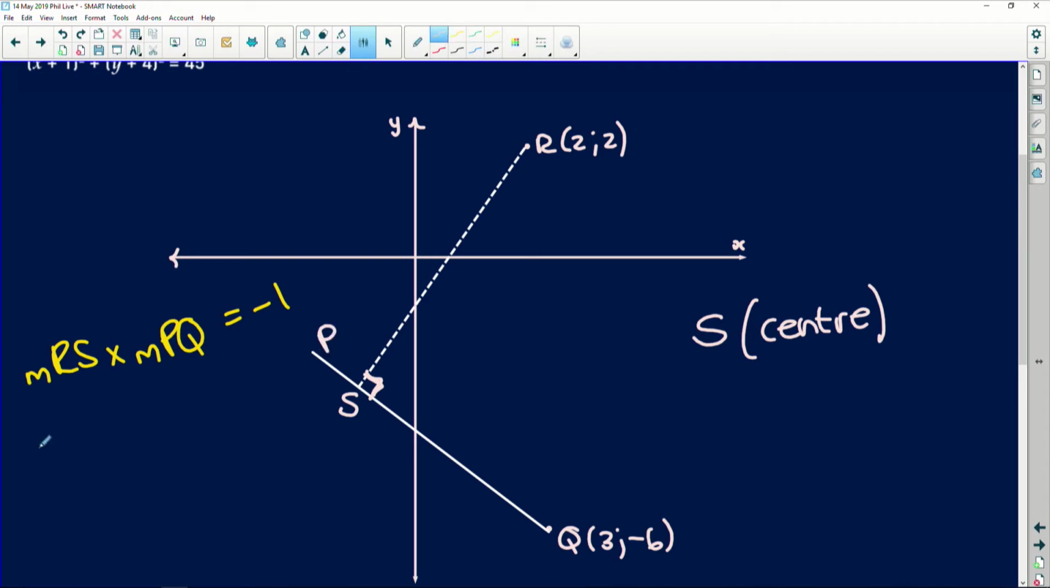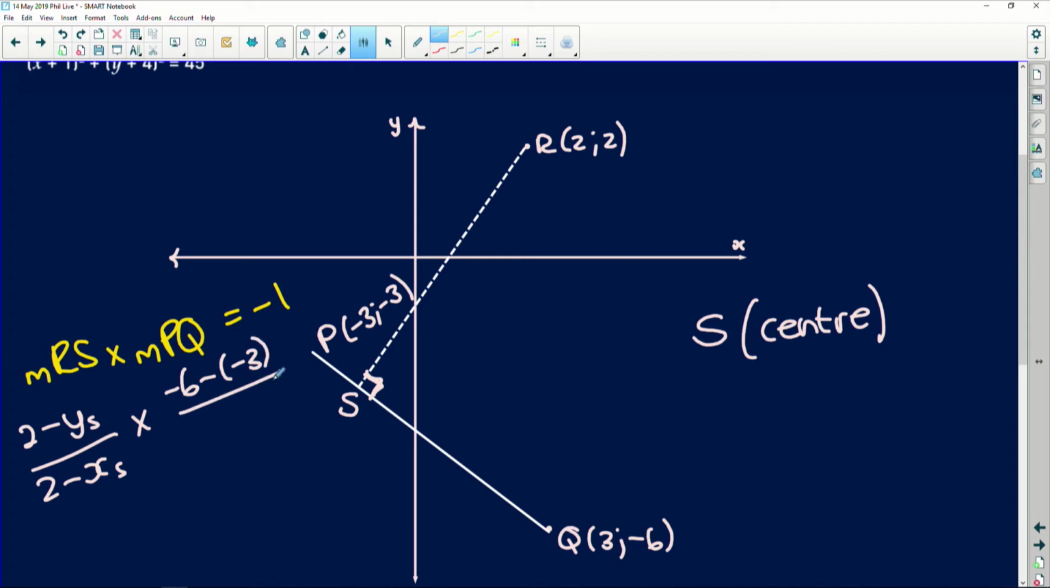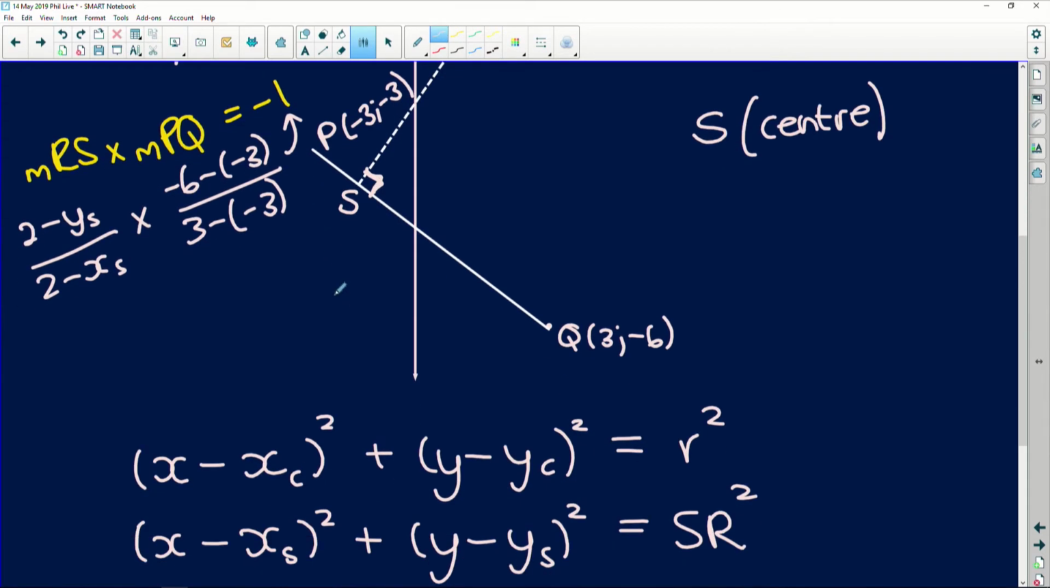Okay, so if we try and take those as a consideration, if we say M of RS, which is going to give us (2 minus y at S) over (2 minus x at S), multiplied by P, which was given to us at (-3, -3). So we get (-6 minus -3) all over (3 minus -3). And that all gives us -1. Okay, so let's continue to simplify this.